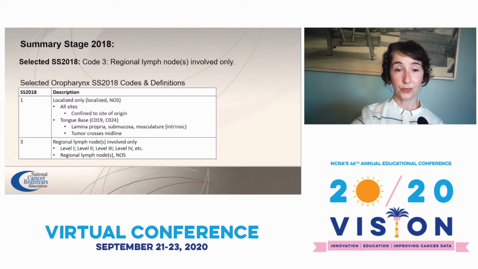There are some issues regarding summary stage 2018 coding that are discussed in the PDF document in more detail for this case.